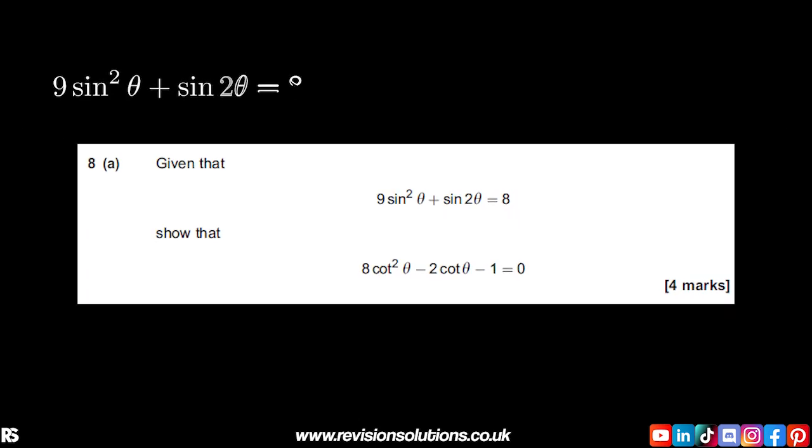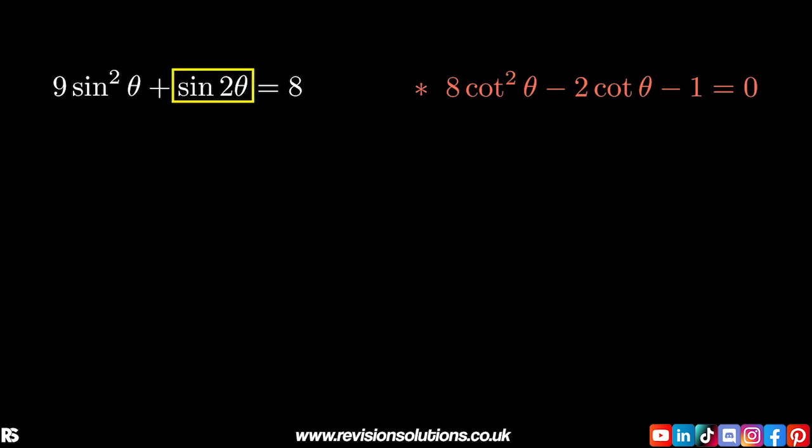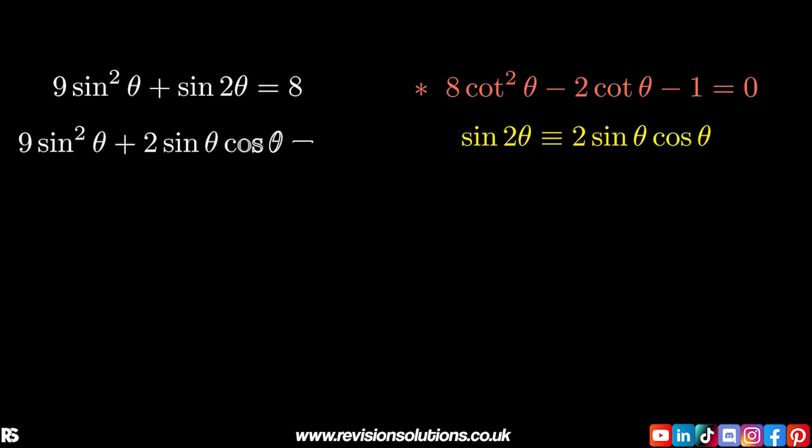Question 8a states, given that 9 sin squared theta plus sin 2 theta equals 8, show that 8 cot squared theta minus 2 cot theta minus 1 equals 0. The first thing to notice is that the final answer is only in terms of theta and not 2 theta. We can convert the sin 2 theta into sin theta and cos theta using the double angle formula.